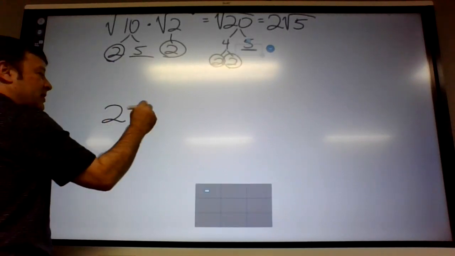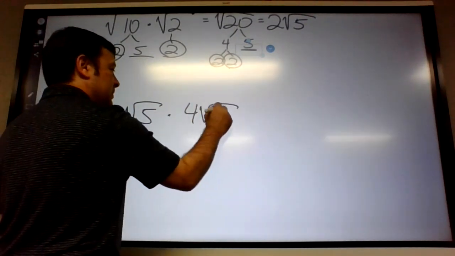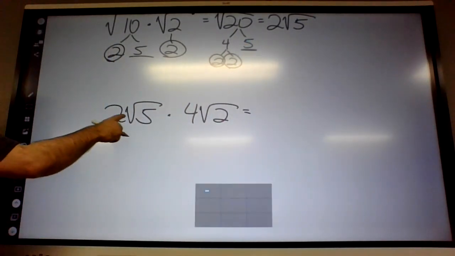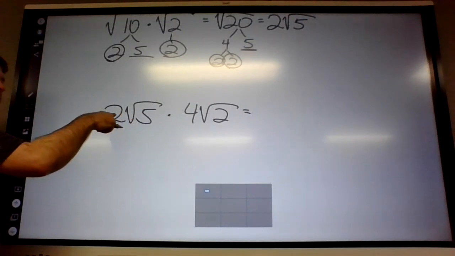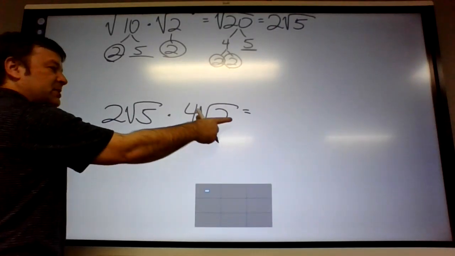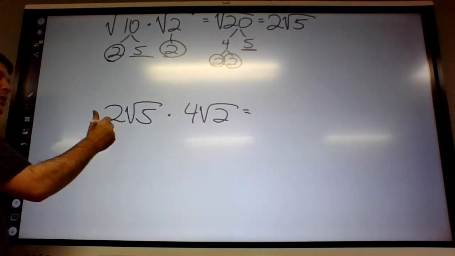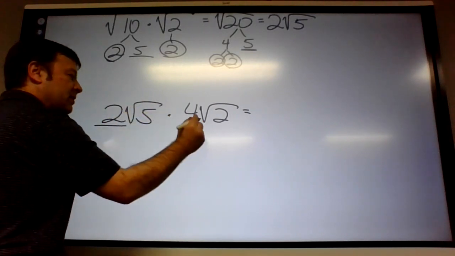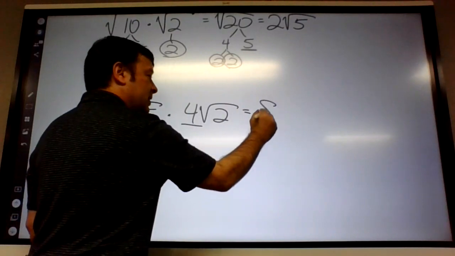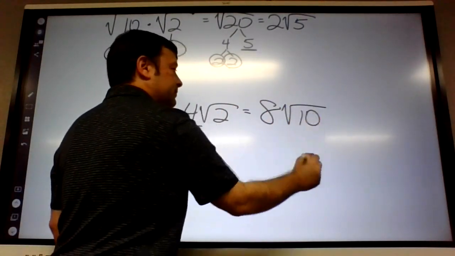Okay, but what if we had something like 2 square root of 5 times 4 square root of 2? That's a good question. Well, what does 2 square root of 5 mean? It means 2 times square root of 5 times 4 times square root of 2. This is just a bunch of stuff multiplied together. Does order of multiplication matter? No. So we can multiply the stuff together that actually simplifies. 2 times 4 is 8. Square root of 5 times square root of 2 is square root of 10.